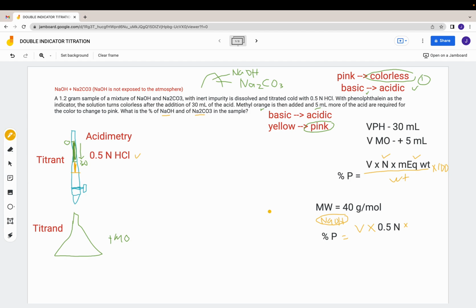All you need to do is to get the molecular weight divided by the number of equivalents. Since it has one OH for the bases, you just have to count the number of hydroxide. The number of equivalent is 1 times your 1000. Milli. That's why you have to divide this one by a factor of 1000. And then you have your sample here. In terms of weight, it's 1.2 gram.